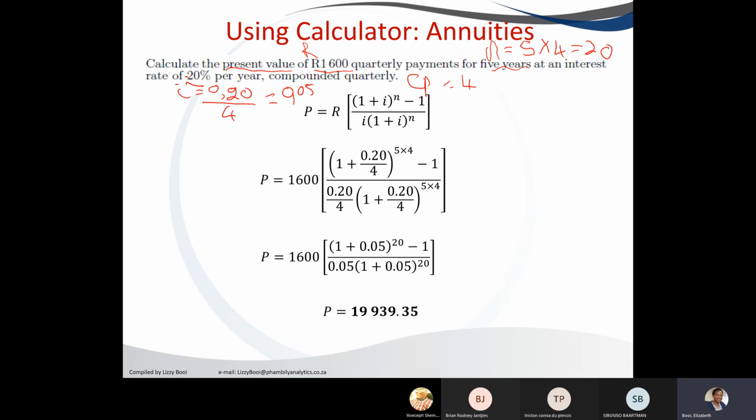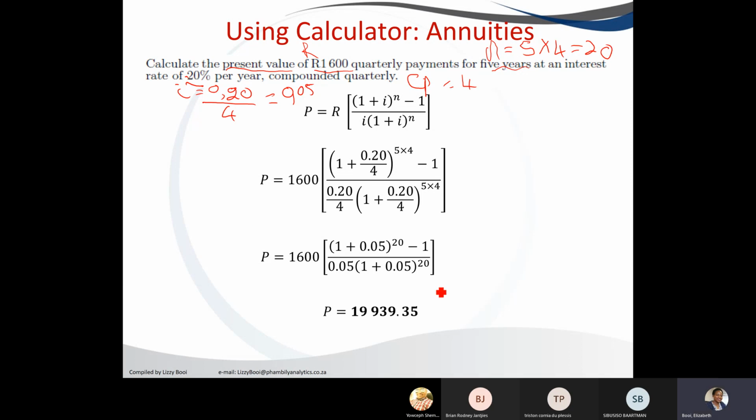And we find the answer for the present value to be equal to 19,939.33. And that's how you do it when you are calculating things manually, when you have a scientific calculator.